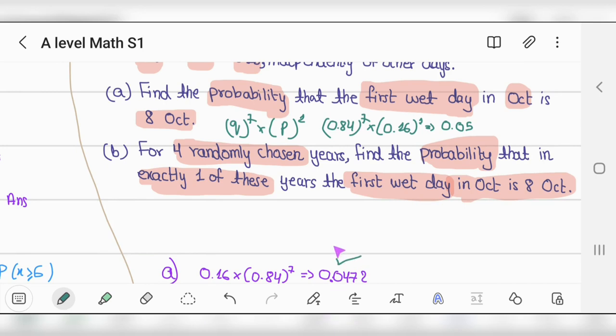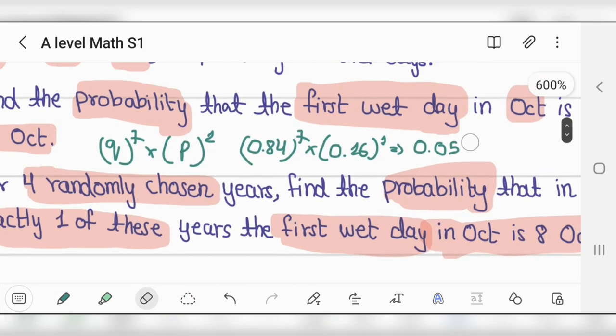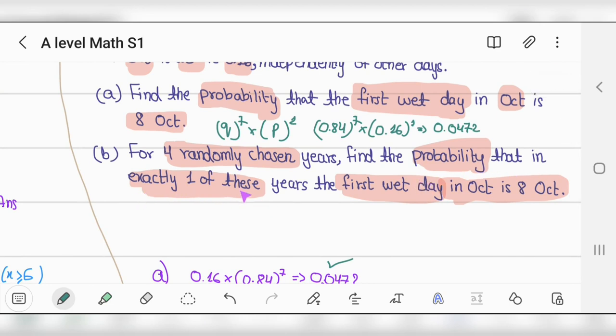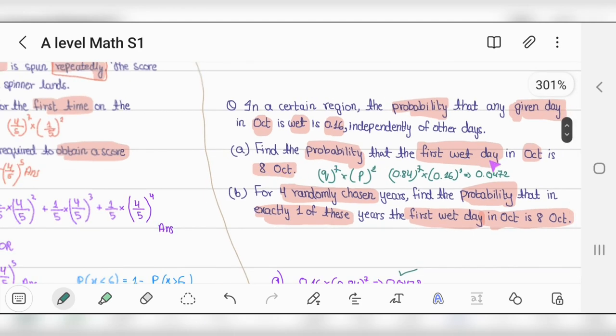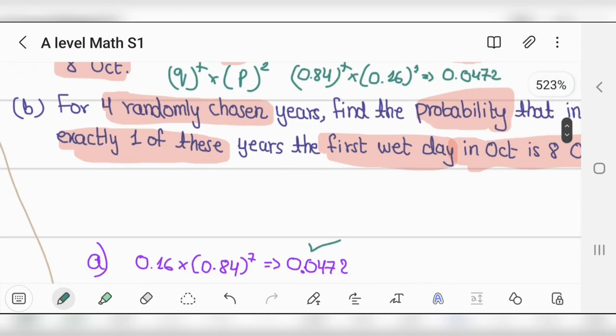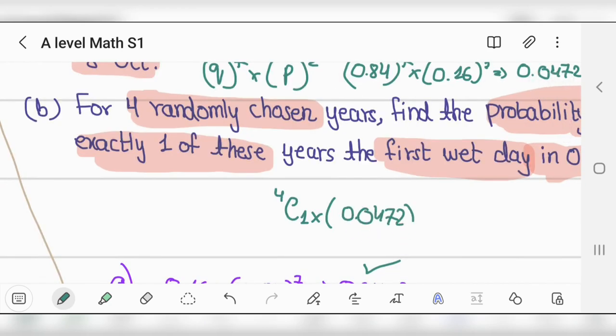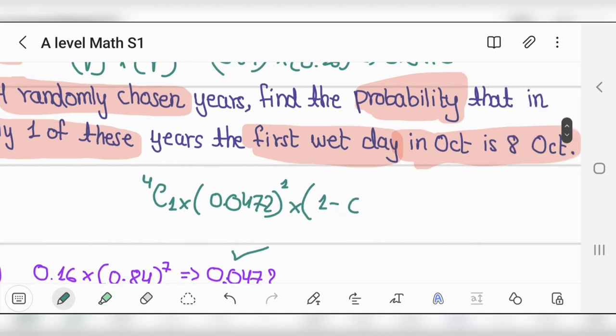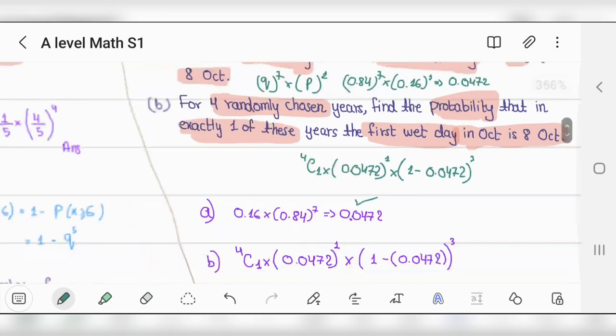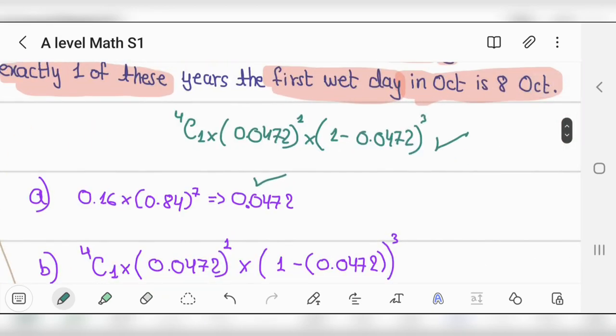Okay, for four randomly chosen years, 0.0472. For 4 randomly chosen years, find the probability that in exactly one of these years, the first wet day in October is 8 October. So this is binomial. As you can see, there is a limit, this is 4, which is n. So this part was geometric distribution and this part was binomial, because in here you can see there is a limit. So what I'm going to do, 4C1, then multiply by the value I know, 0.0472, and then 1 minus 0.0472 to the power 3, and this is the answer. Done. Okay, next question.